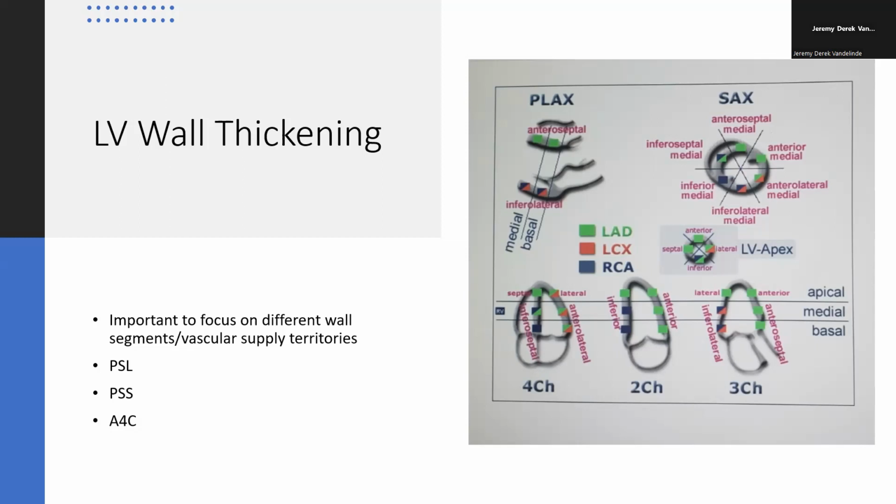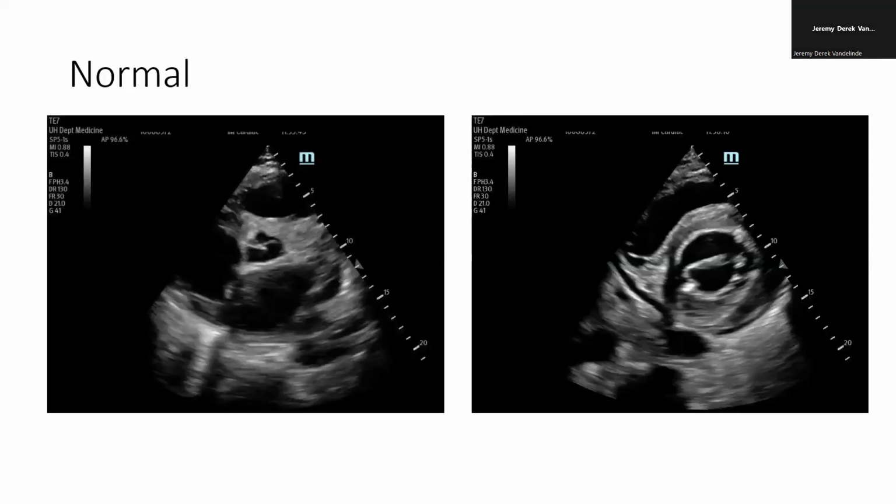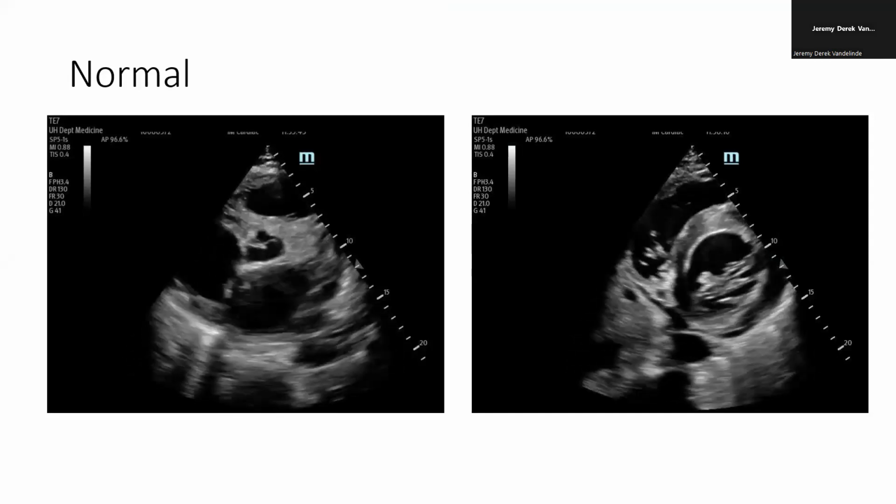Again, this helps us get an idea of what blood supply is being provided to these areas, and can help us make any determinations that we need to regarding the patient's coronaries. So I'll go through a few normal echoes or focuses that look at these features.